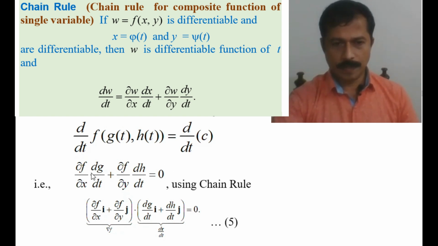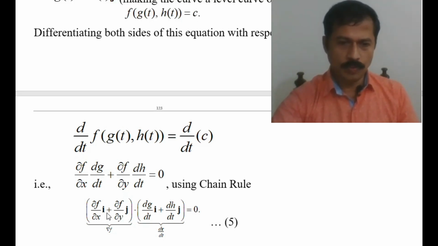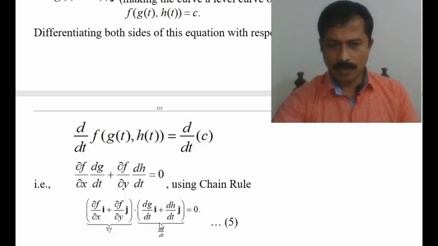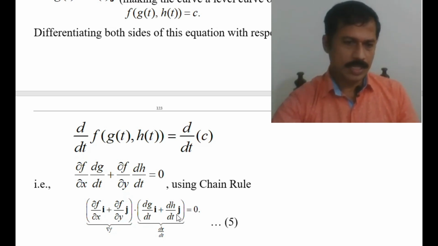Now look at this equation. By looking at it, you can see that the left hand side is the dot product of two vectors: del f by del x i plus del f by del y j, dot dg by dt i plus dh by dt j. Because i dot i is equal to 1, i dot j is equal to 0, and so on. So if we go back from this equation, we will get this equation.